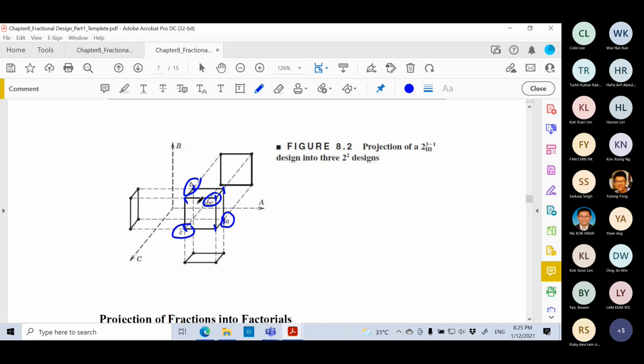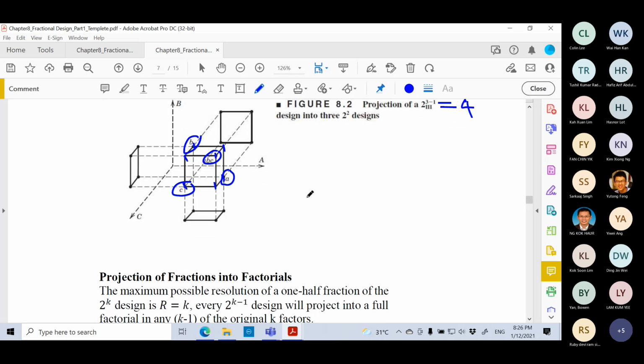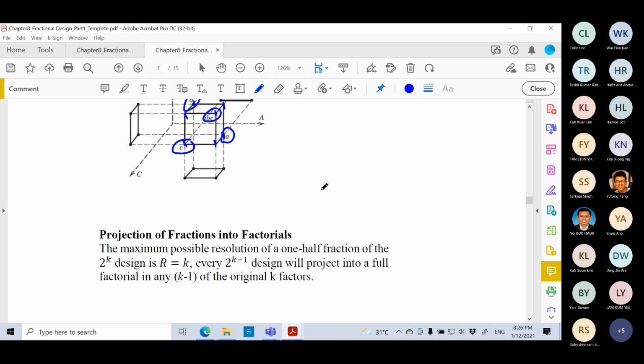So this tells you that you can project into 2 factors where you run the full design, even though it is a fraction. 2 power of 3 minus 1 is actually equal to 4 treatment combinations. You only run 4 treatment combinations. So these 4 treatment combinations are equivalent to a 2 power of 2 design, where you have all 4 treatment combinations under this direction, or this direction, or another direction. This just shows you the diagram of the projection only.